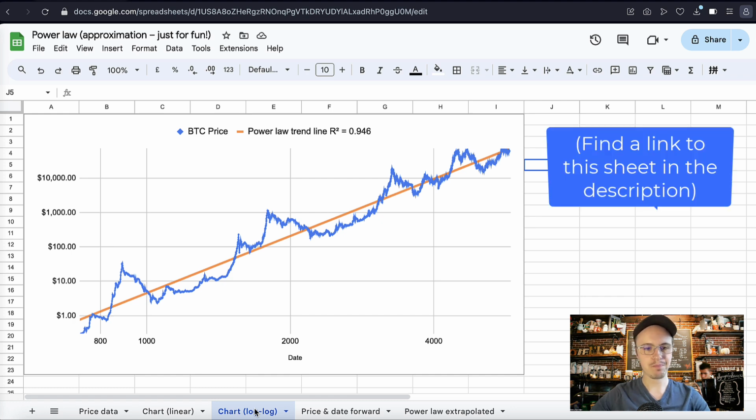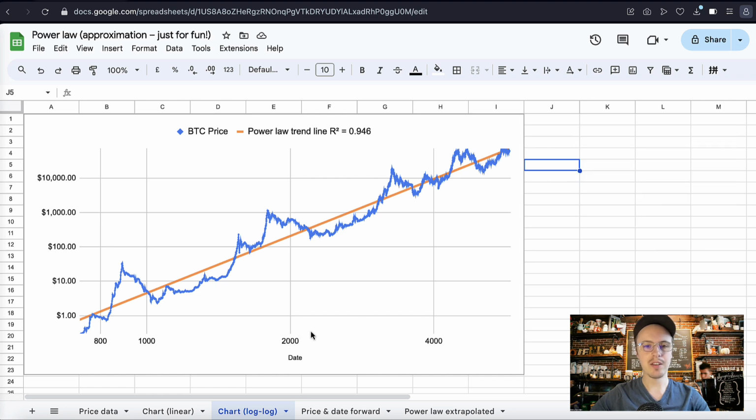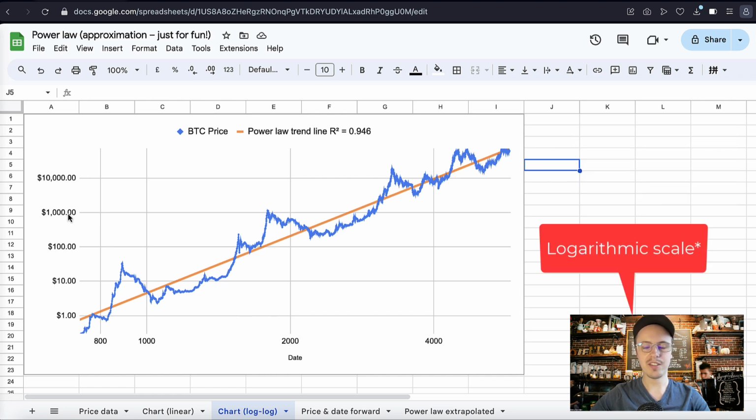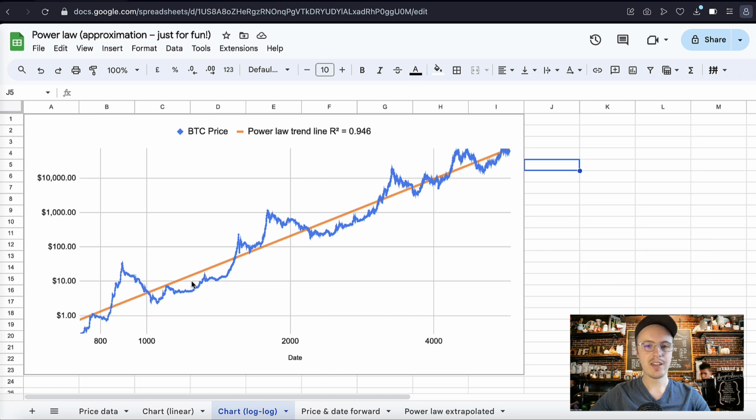So this is the chart. Exactly the same data. We're just seeing the time as a logarithm and the price as well. So when you get a straight line like this on a log chart, you know that the data is following a power law relationship. And in the case of Bitcoin, the fit is actually incredibly good. So we have this R squared value of 0.946, so 0.95. If you haven't done statistics, R squared is just a metric that you use when you're running regressions to see how well your line fits the data.